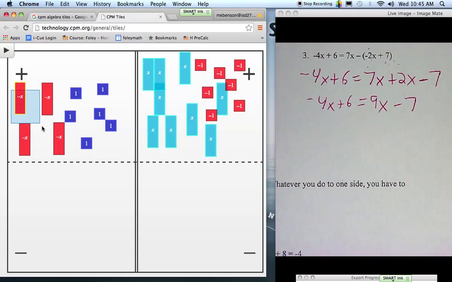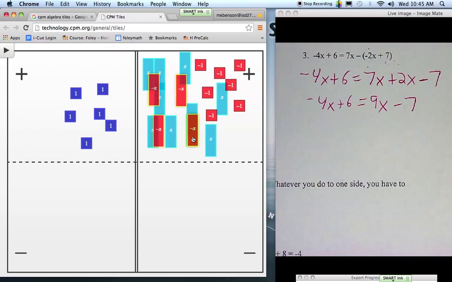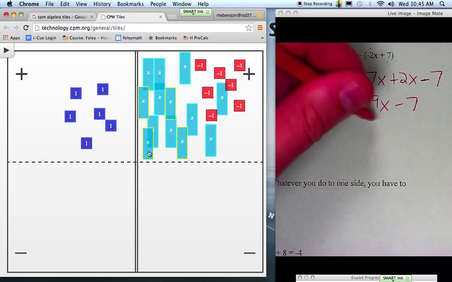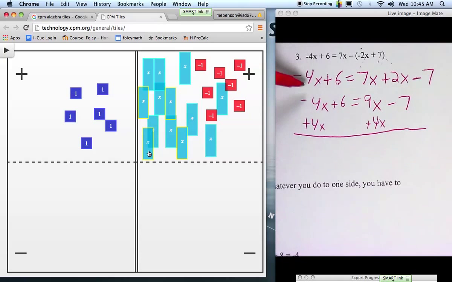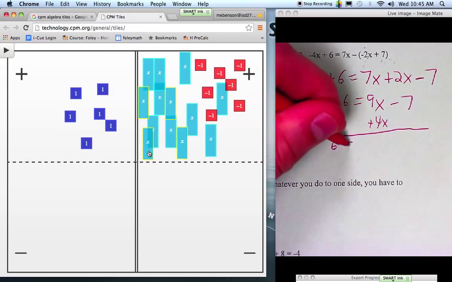So I'm going to take these 4 x's, I'm going to move them to the right. And when I move them, just like moving from top to bottom, when you move them from left to right, they flip. And so these 4 negative x's all become positive x's. So I just added 4 x's to both sides. Why did I do that? Well, because it got rid of all the x's over here. All that's left over here is just the 6 little ones now.